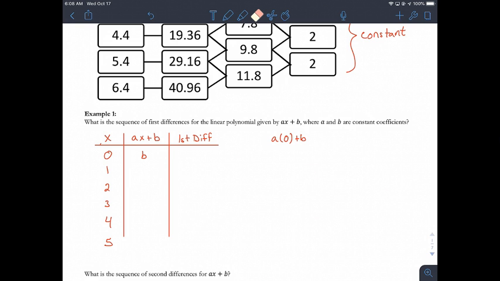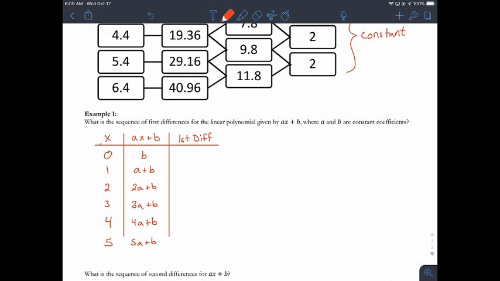If I were to change that 0 for a 1, I'd have 1 times a, which is a, plus b. So we have a plus b here. Continuing, I can put a 2 in for that x, and we have a times 2, which is 2a, plus b. And we can follow that pattern down, because you notice it's going to just go a, 2a, 3a, 4a, 5a. All of them are added to b. All right. Next, we've got to figure out our first difference.